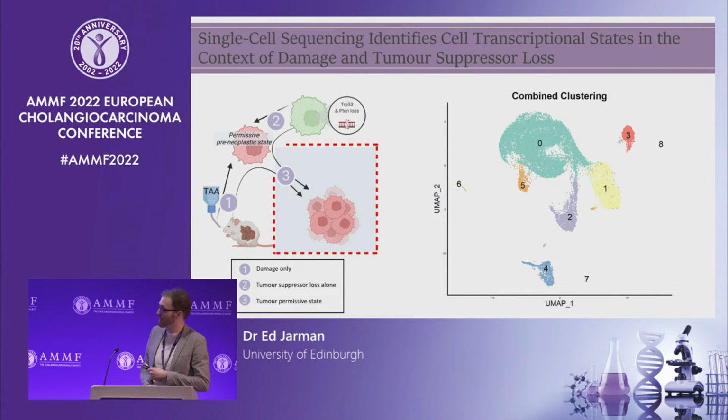This is a UMAP representation of all this data combined, just coloured by clustering, so a broad transcriptional identity. For anyone who's not familiar with this type of plot, each one of these points represents an individual cell, and where it sits on this X and Y axis is representative of its overarching transcriptional identity. It's probably the simplest way of putting it. We see it separates into 8 clusters.